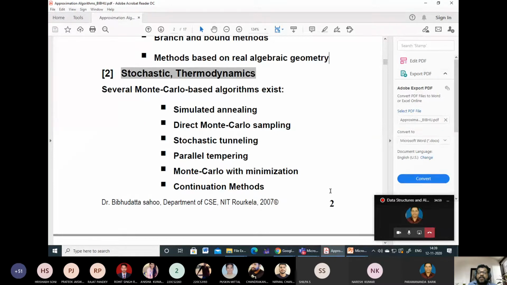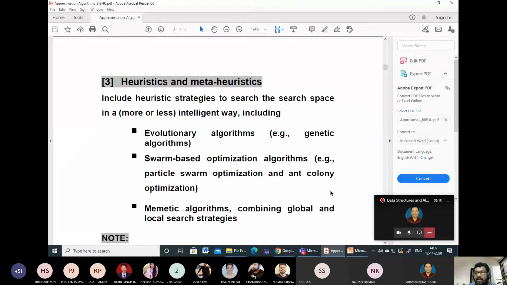Otherwise, there is direct Monte Carlo sampling or other randomized algorithms, stochastic tunneling, parallel tempering, Monte Carlo with minimization, and conjunction methods. So this mostly covers the randomized or stochastic algorithms where you can find the solution. In general, you can say we are looking for a randomized algorithm.